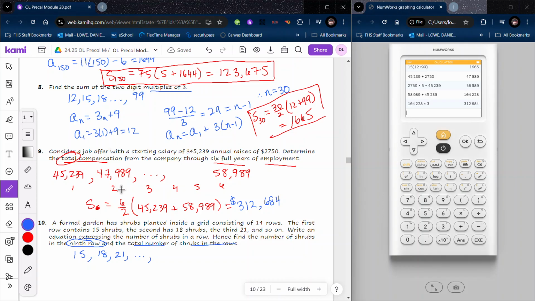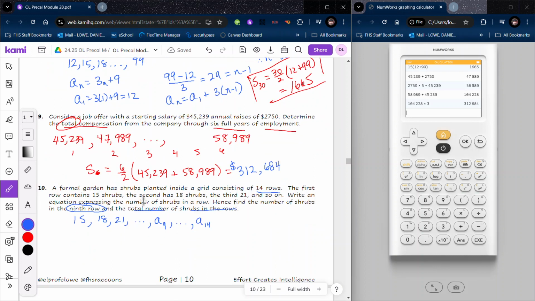So we need to think about what this is going to represent. So I want to be able to figure out how much I have in my ninth row. I need to figure out how much I have in my 14th row because I have a total of 14 rows. And I want to figure out my total sum. So quite a few things that are working here.